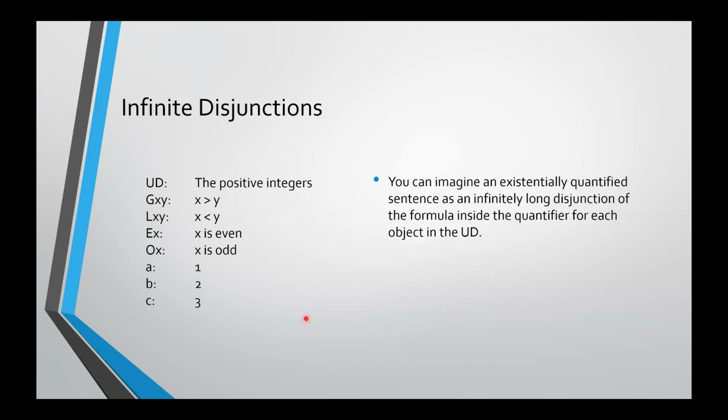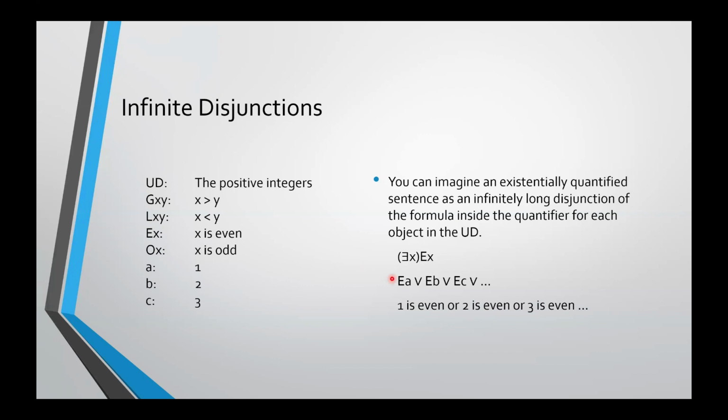Now, one way that you can think about the truth conditions for quantified sentences is like this. You can imagine an existentially quantified sentence as being sort of like an infinitely long disjunction. You take the formula inside the quantifier, and then you put in a name for each object in the universe of discourse. When you're looking at an infinite universe of discourse, like the positive integers, this is going to be an infinitely long disjunction.